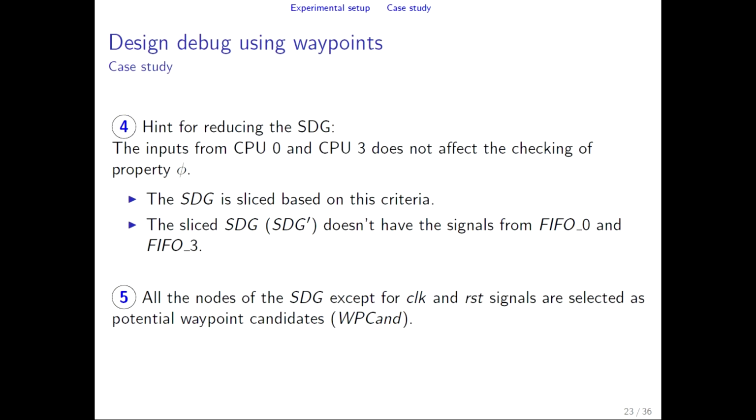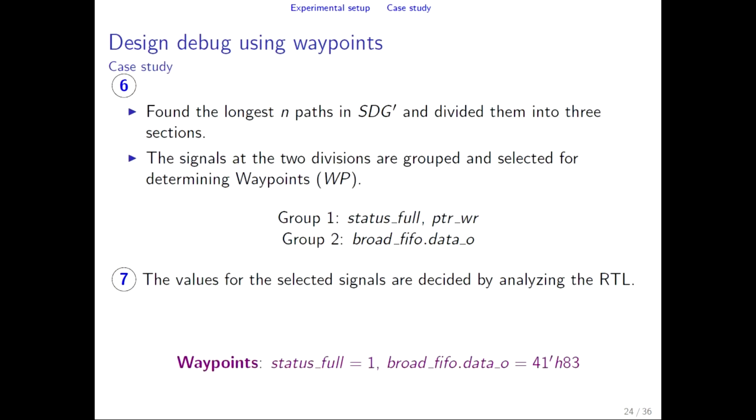Now we come up with a set of signals which can be potential waypoints. As a simple strategy, we remove just the clock and reset signals from the signal dependency graph. Now we find the longest n paths in the signal dependency graph and divide them into 3 sections so that we get 2 waypoint clusters. Some sample signals from groups 1 and 2 are the status full and write pointer, and then the data output of the broadcast FIFO. Now data values are assigned manually by looking at the design. This is a broad research area and we have done this part manually. These are the values which made sense for checking the particular property.